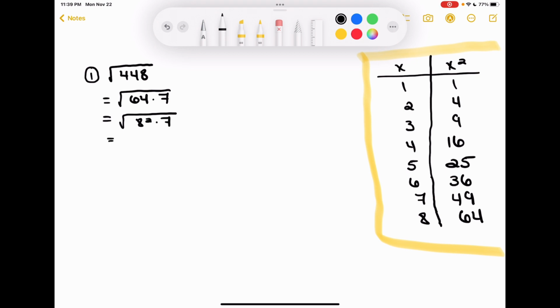Now let's separate them into their own radicals. So we have the root of 8 squared times root 7, because anything under the radical we can separate if they're being multiplied. The square root of 8 squared is just going to give us 8. And then 7 we'll just keep as root 7, because it cannot simplify any more than that. So that's how we would select the largest perfect square from our table, and then use that to simplify and get our mixed radical solution.